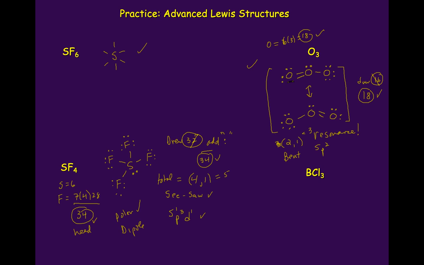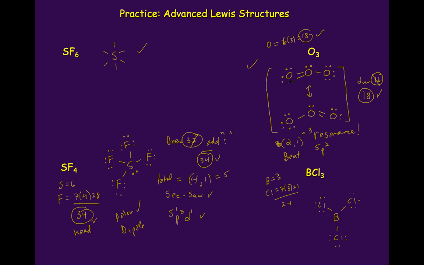Last but not least is boron. Okay, boron has 3 valence electrons. Chlorine is going to have 7 times 3, which is 21, for a total of 24. We're going to put boron in the middle. 1, 2, 3 bonds to chlorine, chlorine, and chlorine. 2 dots, 2 dots, 2 dots. Again, we'll go quick here. Again, chlorine's going to have 8 dots around it, 8 dots around it, 8 dots around it.